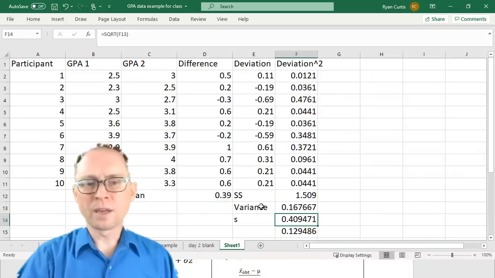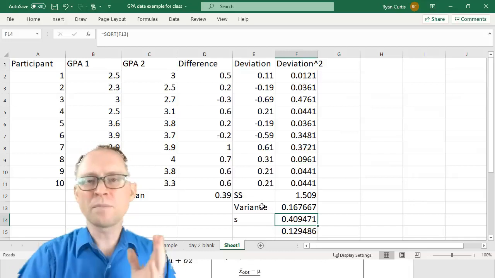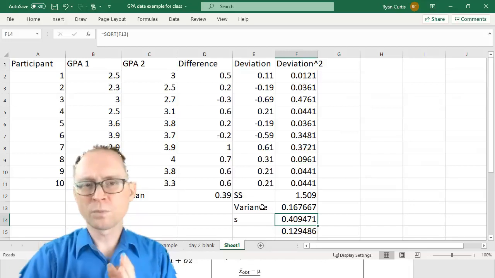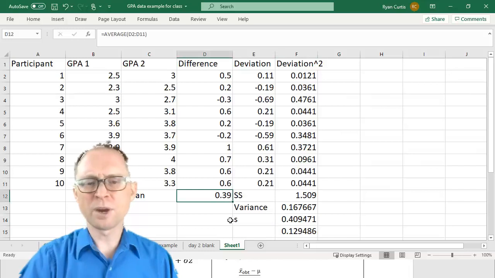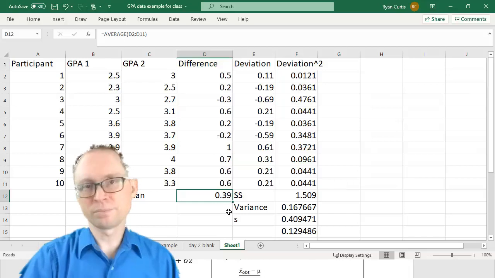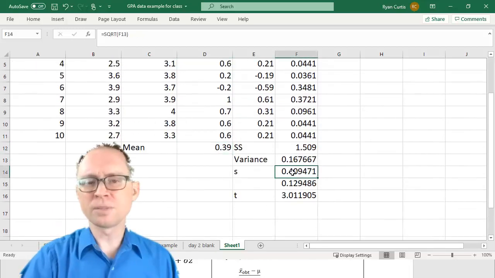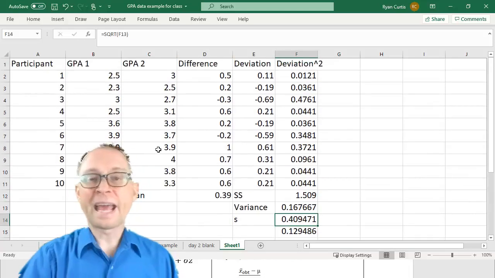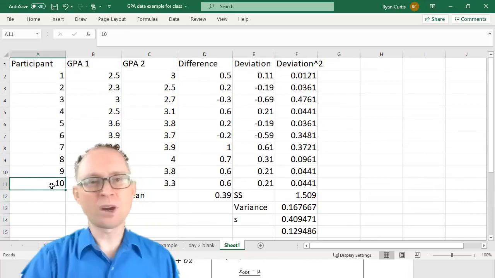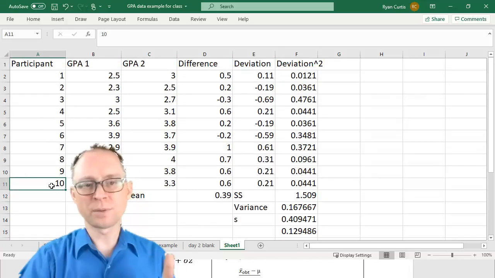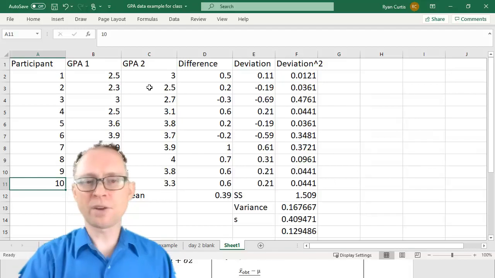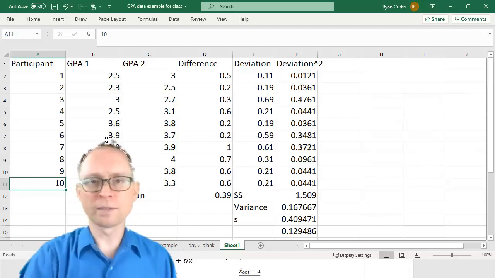All right, then if you remember, we need d bar minus 0, which is d bar, okay? So d bar is 0.39, minus 0 is 0.39. And then we need to divide it by the standard deviation divided by the square root of n, okay? N is the same n that we've already talked about. It's just the number of people. It's the number of pairs in this case. N is 10, the same thing. Don't try counting up each one of the individual scores. It's not 20. N is not 20.